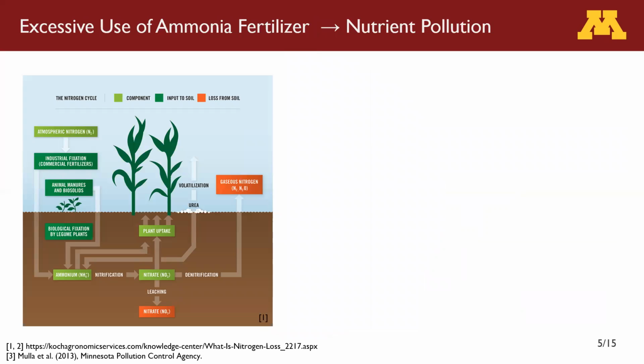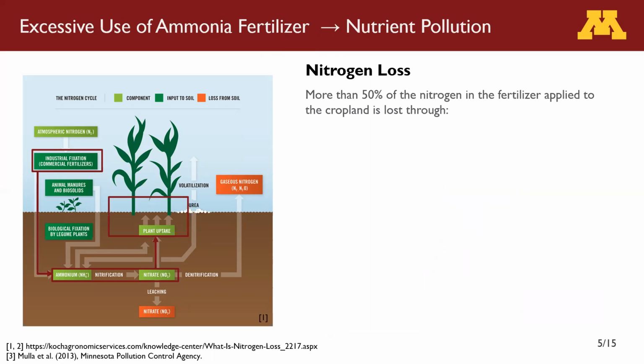Why do we care about nitrogen management? This is because nitrogen pollution is a serious issue that the agriculture system is facing. For all the ammonia and fertilizer applied to the cropland, besides that taken up by plants, more than 50% of nitrogen is lost undesirably. The three main pathways of N-loss are ammonia volatilization, denitrification, and nitrate leaching.